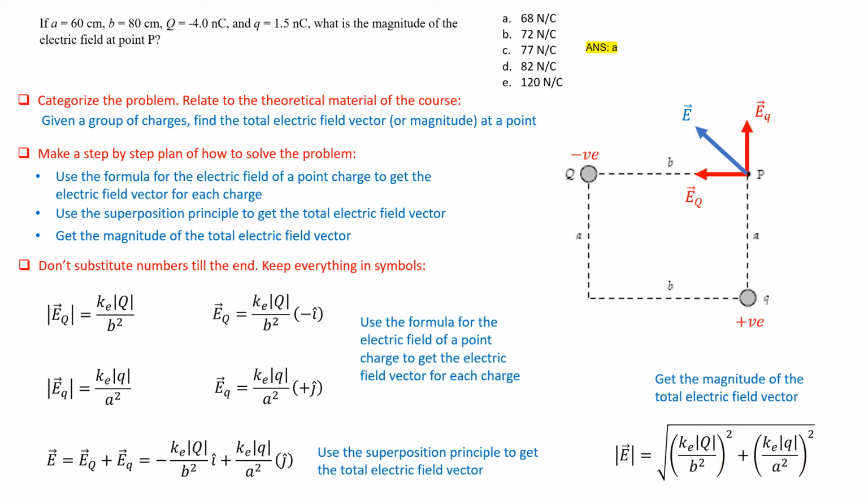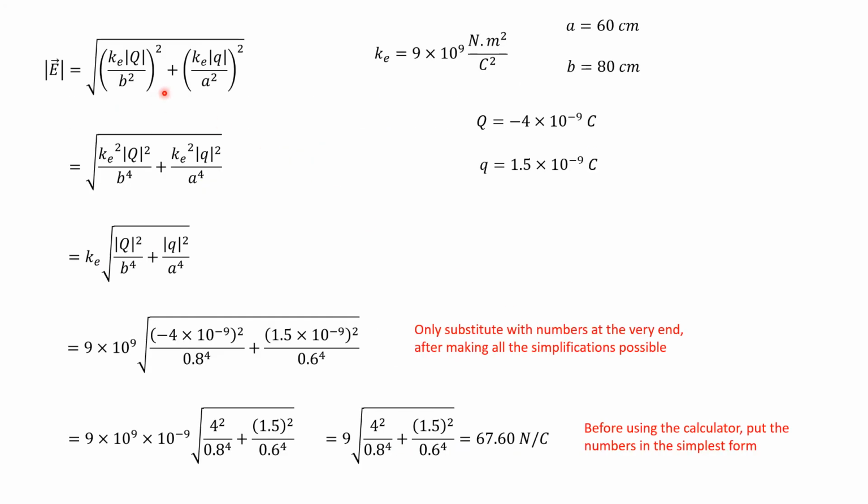substitute numbers. So here I put the answer from the previous slide, and these are the values of KE and A and B and Q, big Q and small q. At this point, it's important to simplify a little bit before substituting the numbers. So do the square. Here they did the square, and you notice that you have KE squared and KE squared. When you take it out as a common factor, you get KE. So that's a nice simplification.